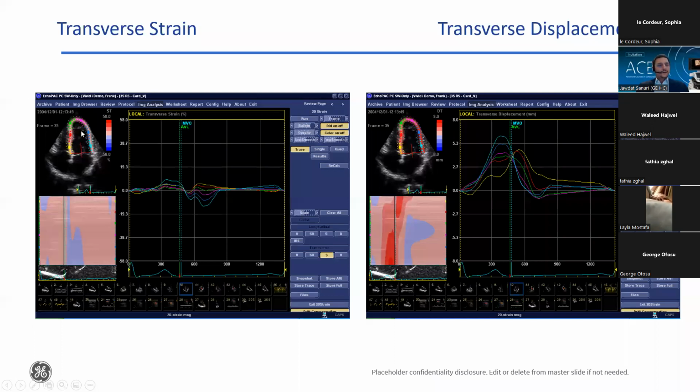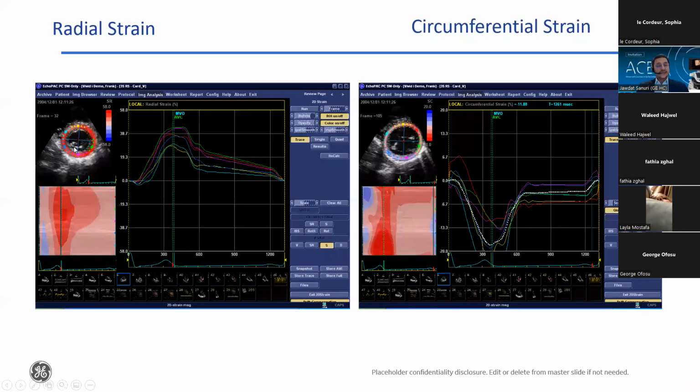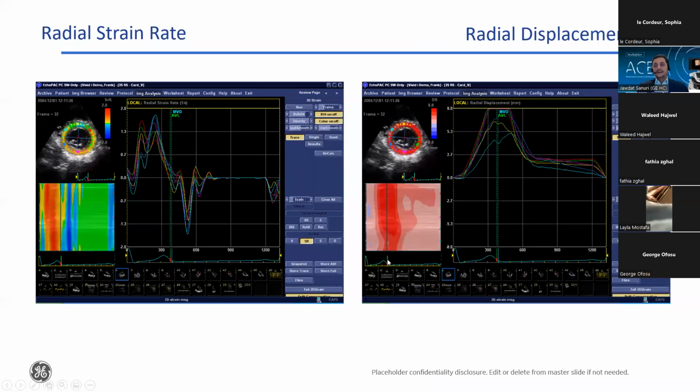For short axis views, as you can see here, we can detect the radial strain, which is actually a positive strain during systole, or the circumferential strain, which is a negative strain, similar to the longitudinal strain curve. You have the negative strain up to minus 20%, and then defaulting again to 0 between diastole and atrial contraction. We can also get radial strain rate, radial displacement, as well as circumferential strain rate, circumferential displacement, circumferential rotation as well.